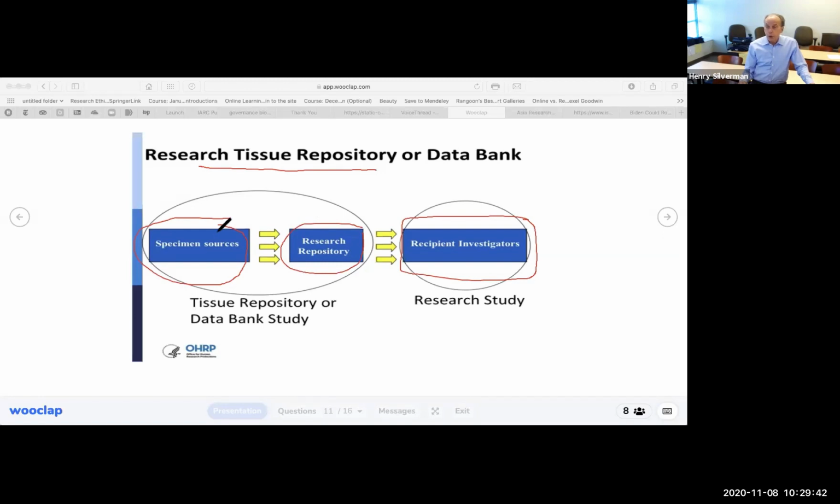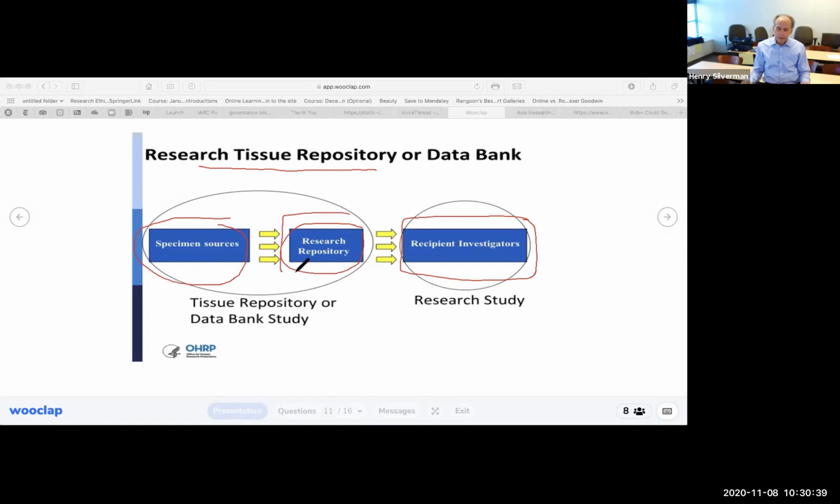So there's many different sources for the specimens. One way to collect specimens is to go to the public and ask healthy individuals to donate their specimen to the biobank. One could obtain specimens from patients in the hospital, or one could obtain specimens when people enroll in a specific study and they're willing to give additional samples for storage in a biobank.